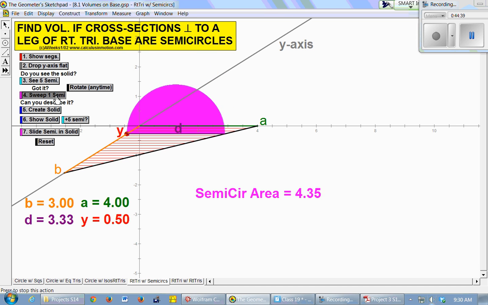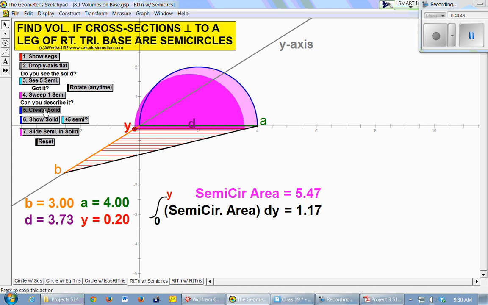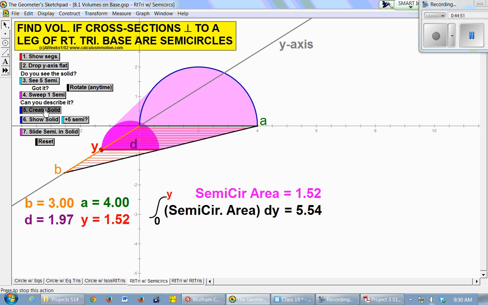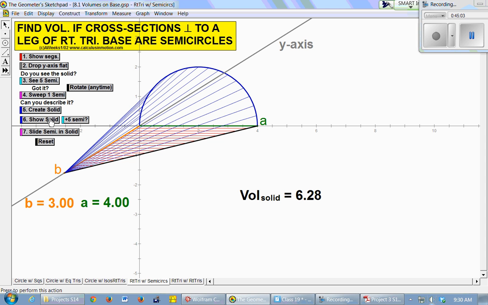Just show one semicircle sweeping along the base of the region to create the solid. It's kind of like a tunnel that's getting smaller and smaller down to a point. Yeah, half a cone. So there's my solid, and there are the 5 semicircles within it. And it says that the volume is 6.28, which is 2 pi.